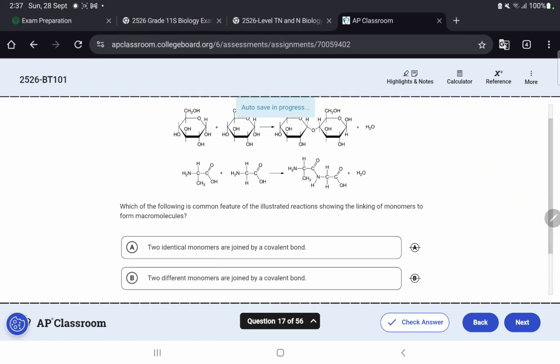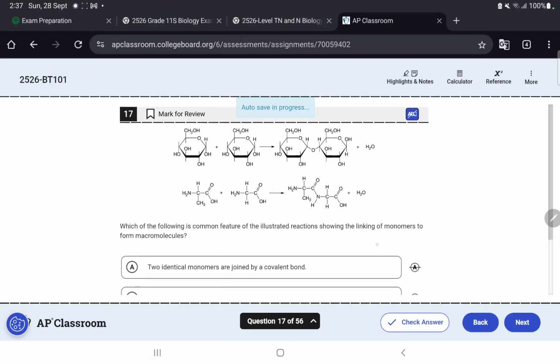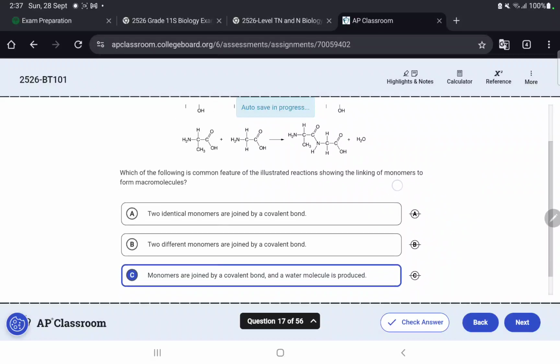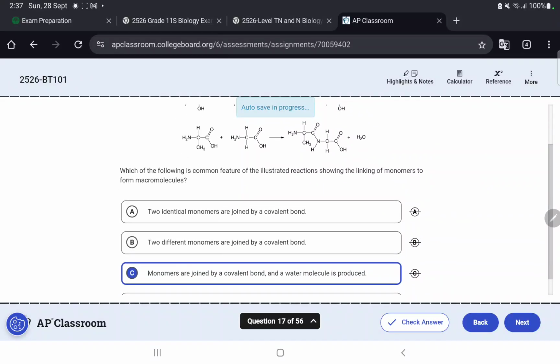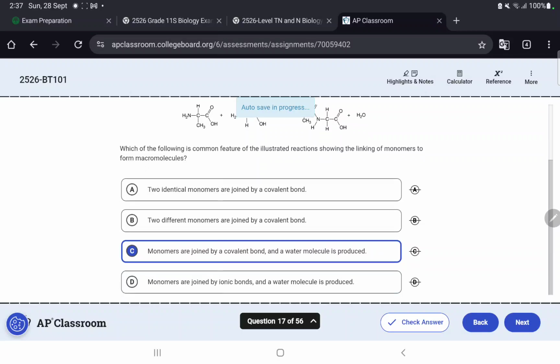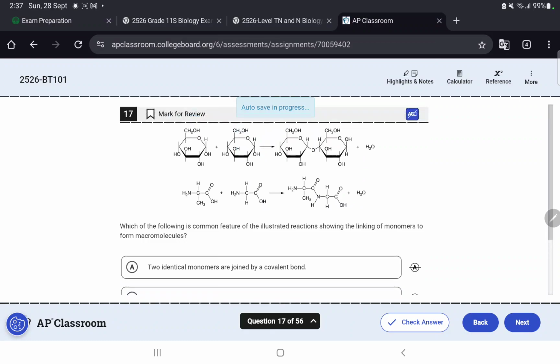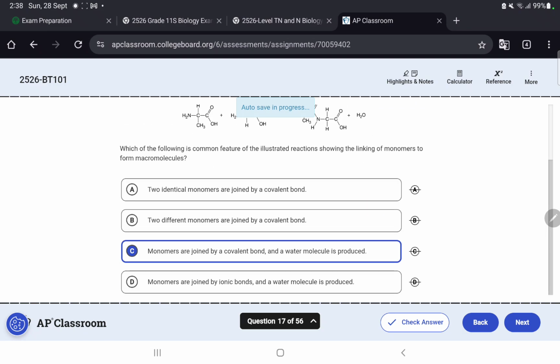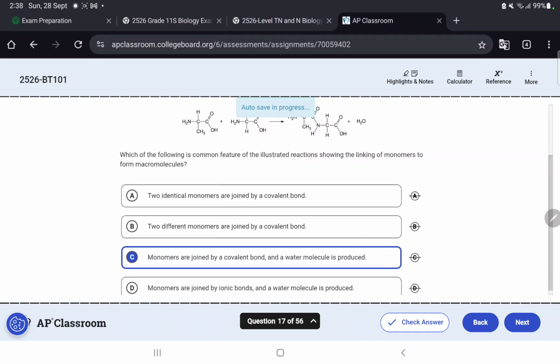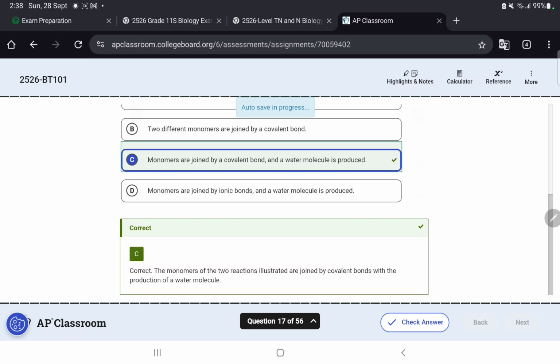Next one. Which of the following is a common feature of the illustrated reactions showing the linking of monomers to form macromolecules? Monomers are joined by a covalent bond and a water molecule is produced. When you want to join two molecules together, you will have to release water, remove the OH and then H, and make a covalent bond, a covalent peptide bond to form the amino acid chain. It is called the dehydration process, and it is correct.